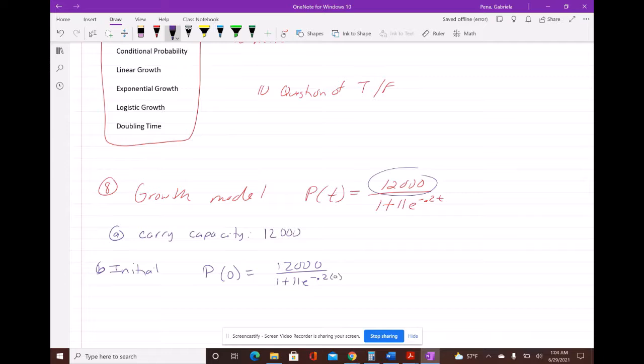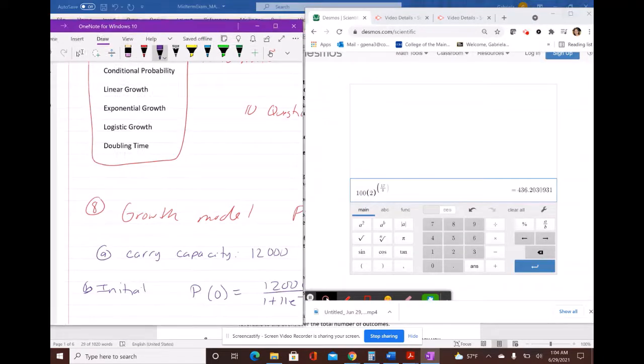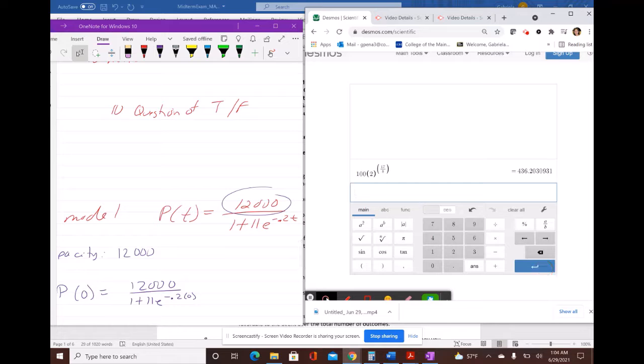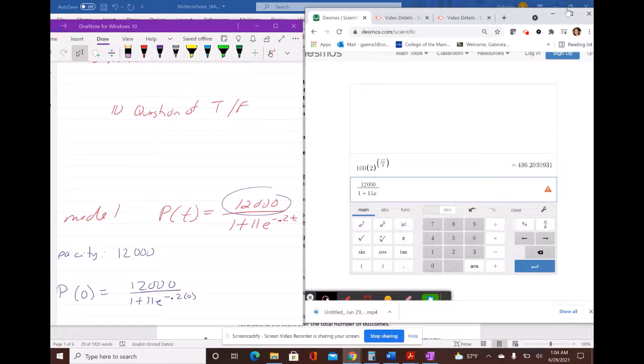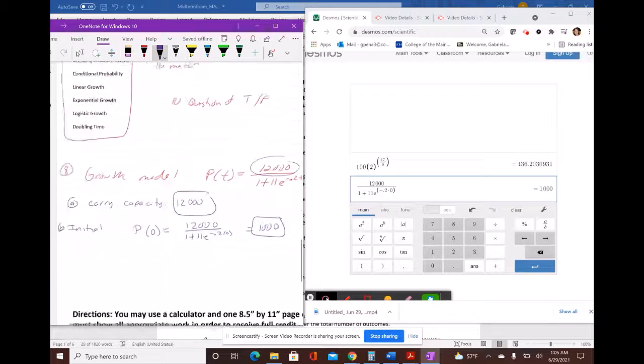So for t, we're going to put 0. Now I'm going to minimize this, come over here, we have a fraction, 12,000 on top, and the bottom it is 1 plus 11. The e function is here. I need parentheses, negative 0.2 times 0, close parentheses, and it says it's 1,000. So my initial population is 1,000, and the capacity is 12,000.